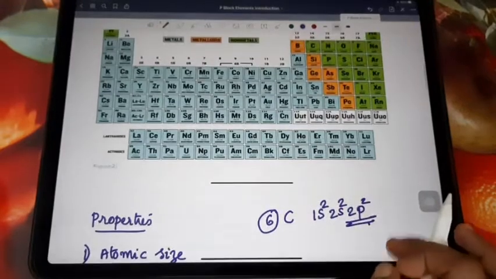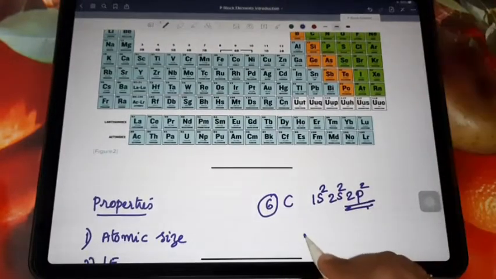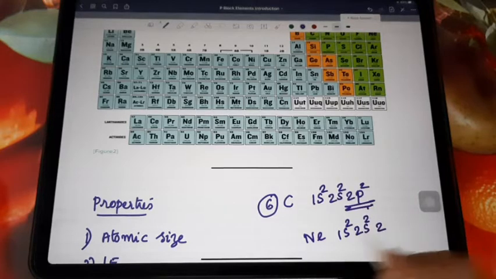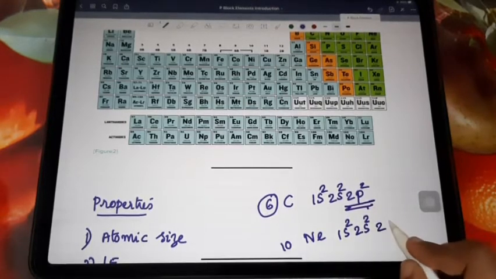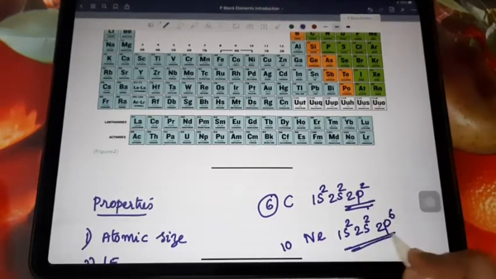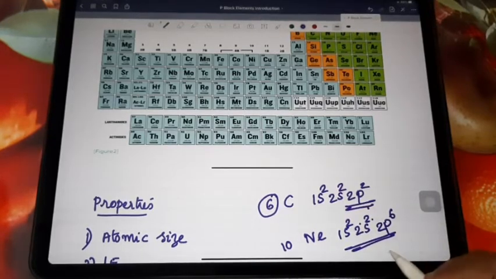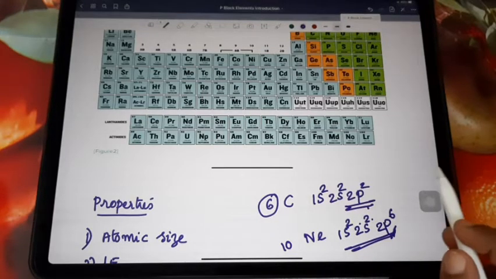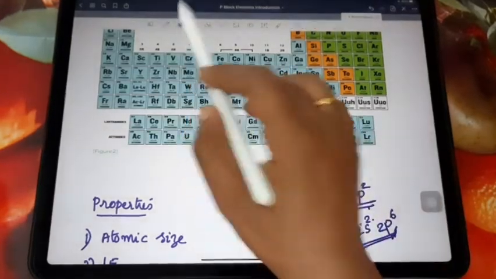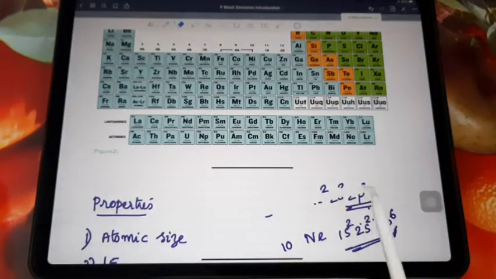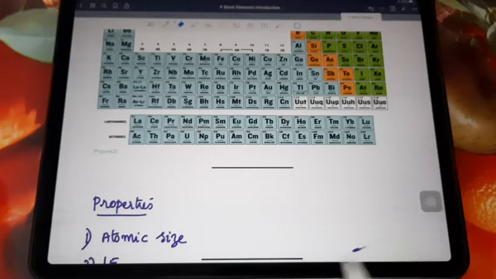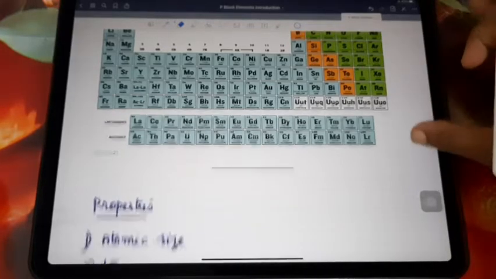Take any other element, neon. Neon atomic number is 10, so 1s2, 2s2, 2p6. The last electron entered in the p subshell. That's why this also belongs to the P block elements. So when the last electron enters a p subshell, that element belongs to the P block.